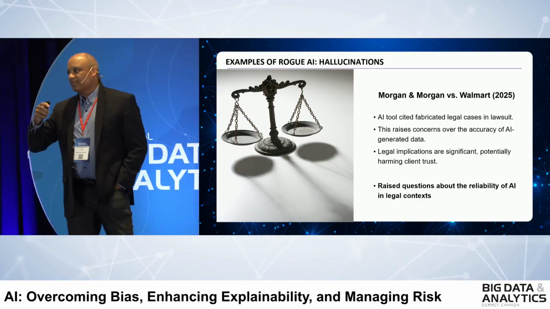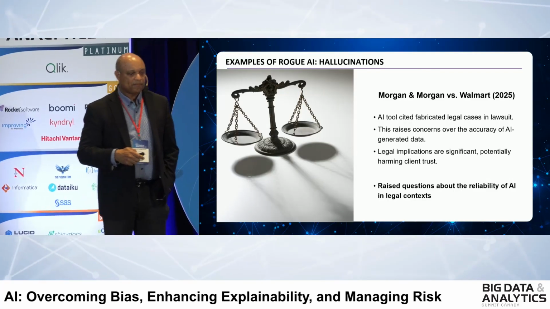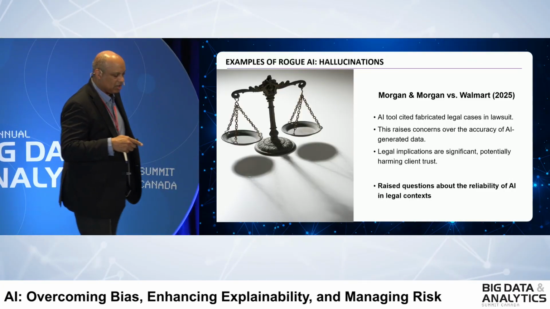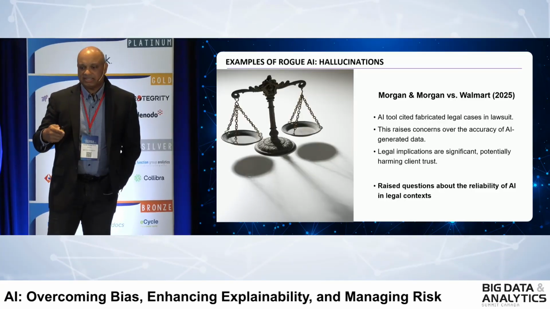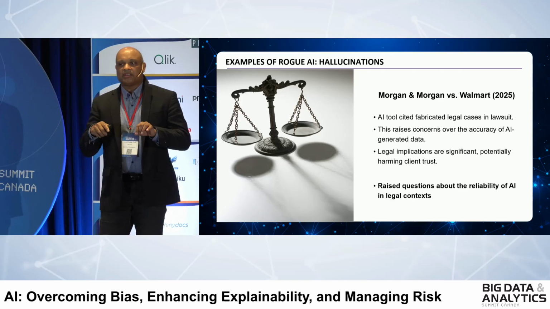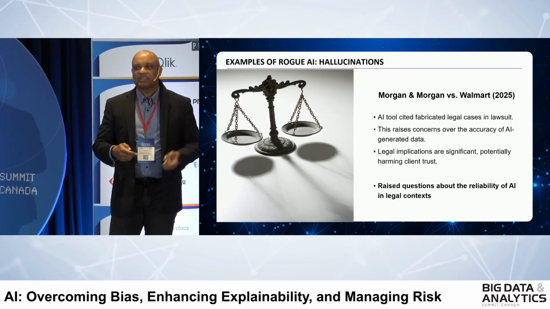Now, there are some famous examples of this stuff, and I'm just going to go through three of them real quick here. So Morgan & Morgan versus Walmart. Morgan & Morgan is a personal injury law firm in the US, and they were preparing for a case for their client against Walmart, and they used generative AI to do their research around cases that act as precedents.